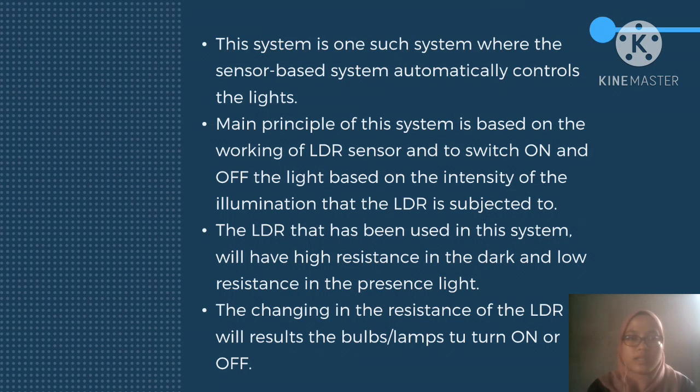This is one such system where a sensor-based system automatically controls the light. The main principle of the system is based on the working of the LDR sensor, to switch the light on and off based on the intensity of the illumination that the LDR is subjected to. The LDR used in this system has high resistance in the dark and low resistance in the presence of light. So the change in the resistance of the LDR will cause the bulb to turn on or off.